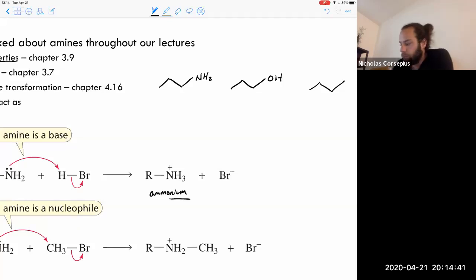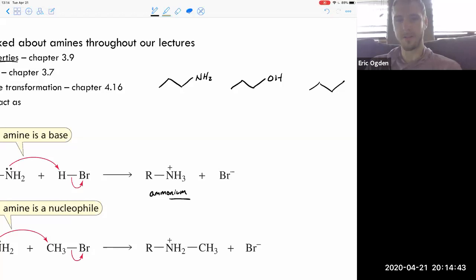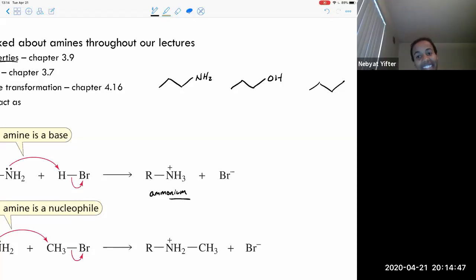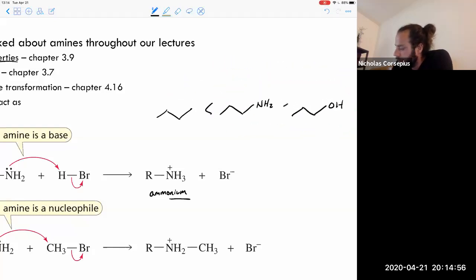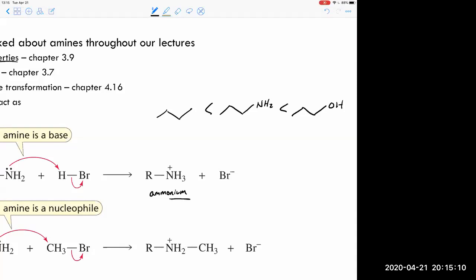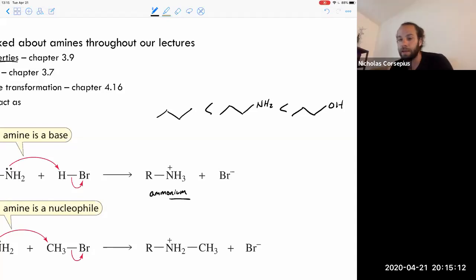Which one is the lowest boiling point? The alcohol. No, lowest. Yeah. Alkane. The alkane, yeah. Alkane is the lowest, followed by the amine, and then the alcohol is actually the highest boiling point. Why is the alcohol the highest boiling point? Remember, boiling point is synonymous with electronegativity, but it's a little bit more complicated than that, right?